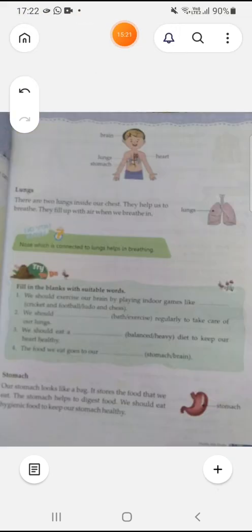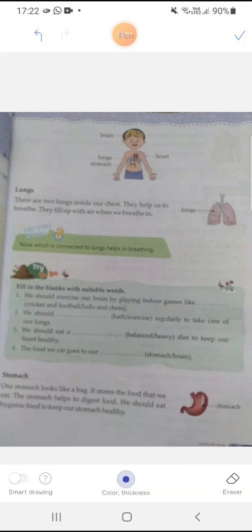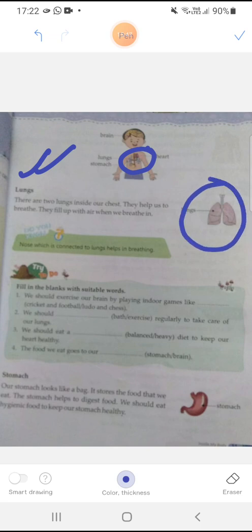Now, students, come to the next page. In the next page, the important organ described in your book is our lungs. There are two lungs inside our chest, one at the left side and another at the right side. They help us to breathe. The lungs are filled up with air when we breathe in, and when we breathe out, the lungs become smaller.